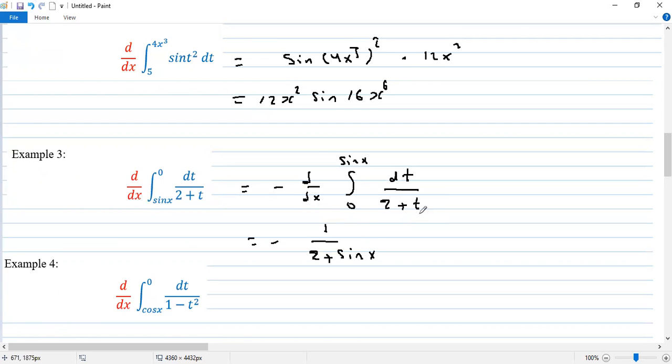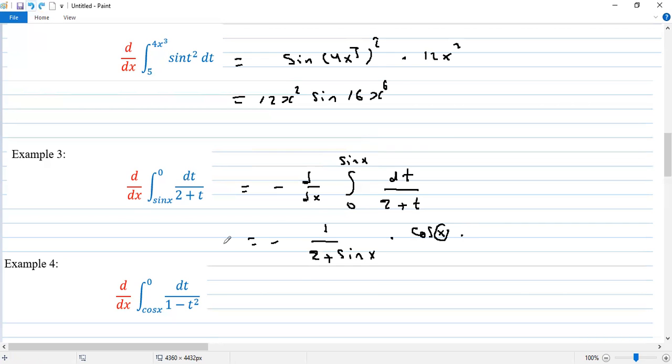F of u, t is sine x, times the derivative of u. This is the u. The derivative of the u is cosine. The derivative of the angle is 1. So times cosine x, times the derivative of x, which is 1. So this one I need to write it.